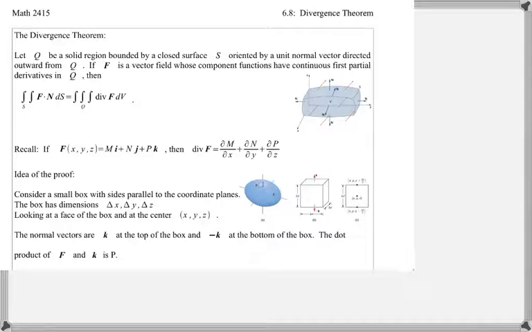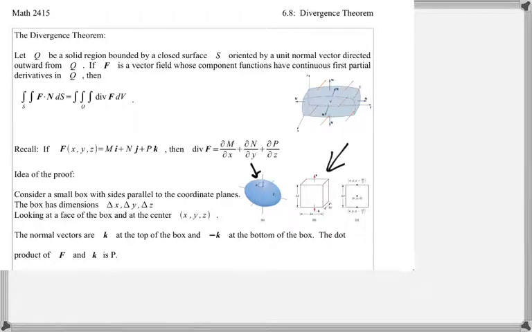What we're going to do is consider a small box with sides parallel to the coordinate planes. So in our figure here, maybe it's an egg or something, there's the box in there, with sides parallel to the coordinate axes. The box has the dimensions delta x by delta y by delta z.